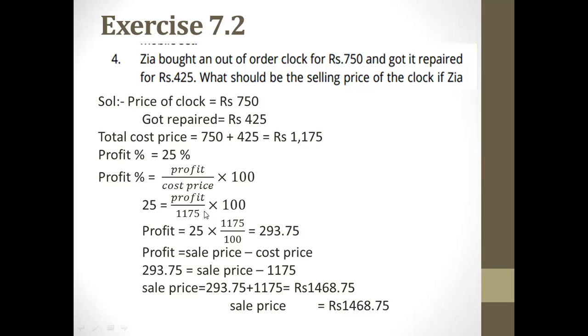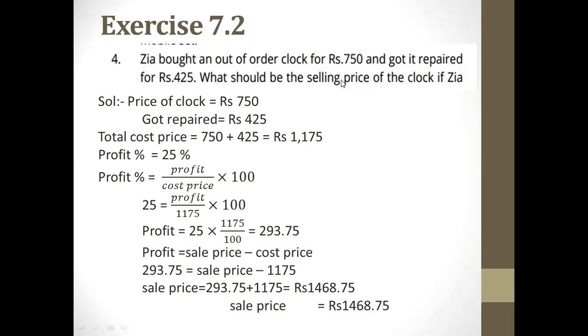Now this 100 multiplied here is shifted to the other side as division, and 1175 divided here is shifted to the other side as multiplication. And profit will be 25 multiplied by 1175 divided by 100. With your calculator, when you multiply 25 with 1175 and divide by 100, you get 293.75. This is the profit, but you want to find the selling price.